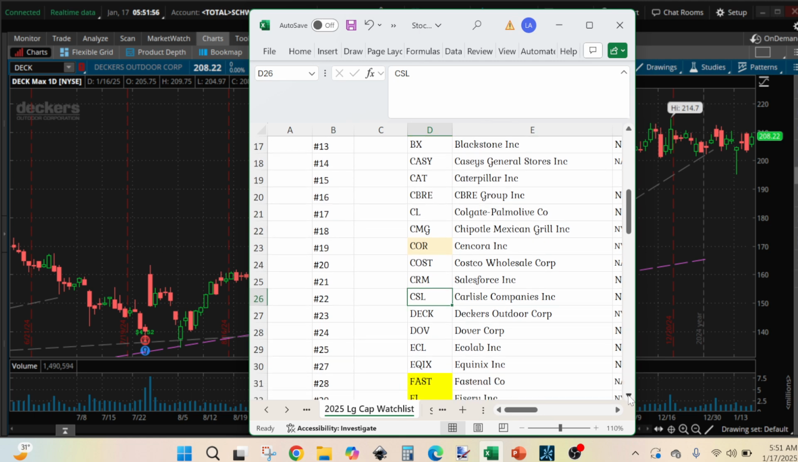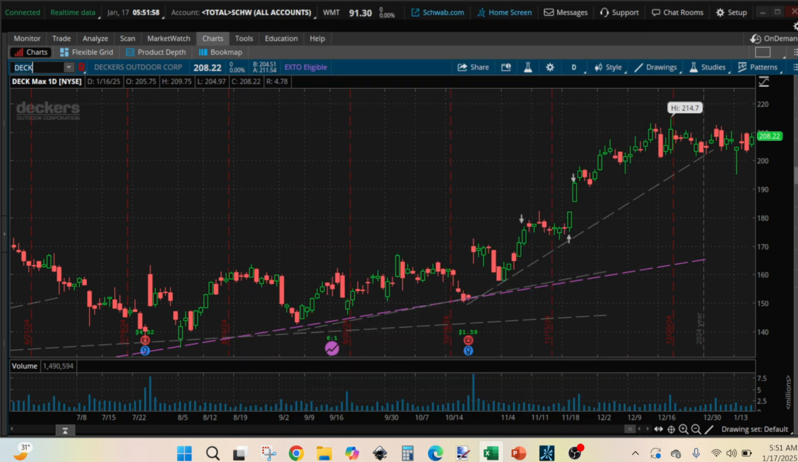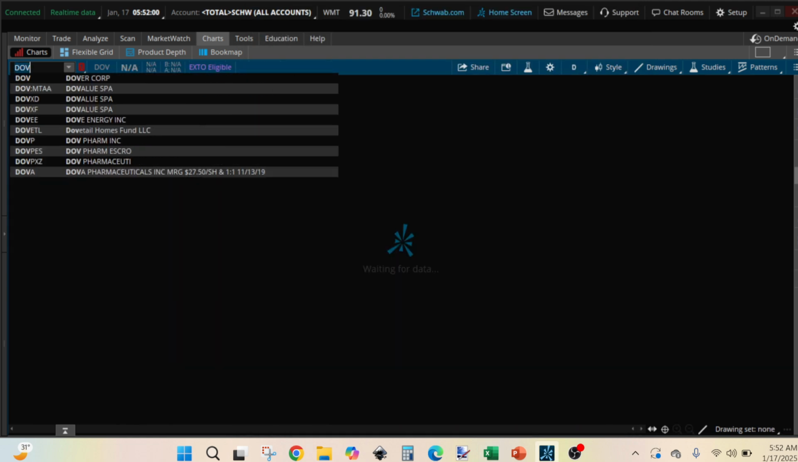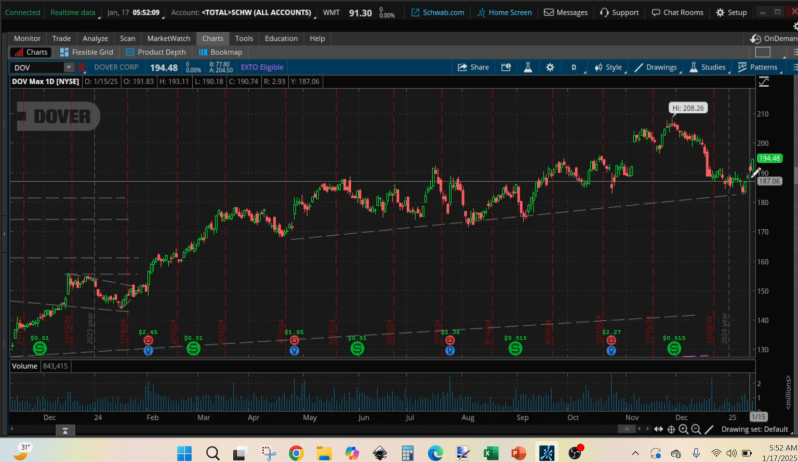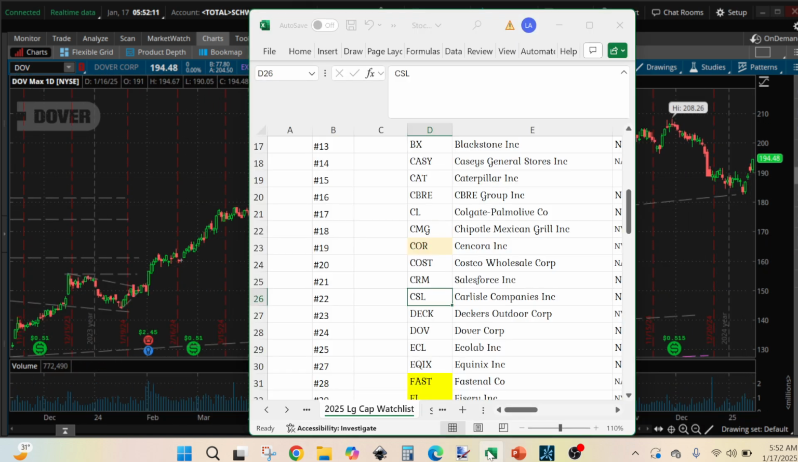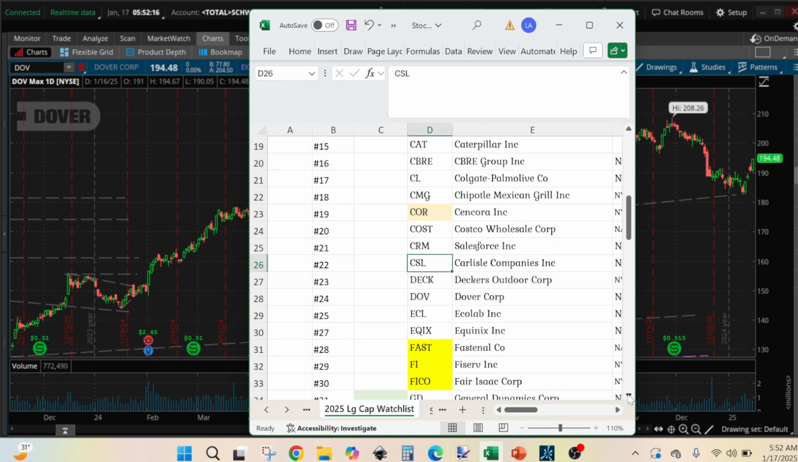The next one is DOV. So DOV, we like to buy at this trend line, but right now it's following this trend line. And yeah, yesterday the price went up. We have a green bar. The next one is ECL.